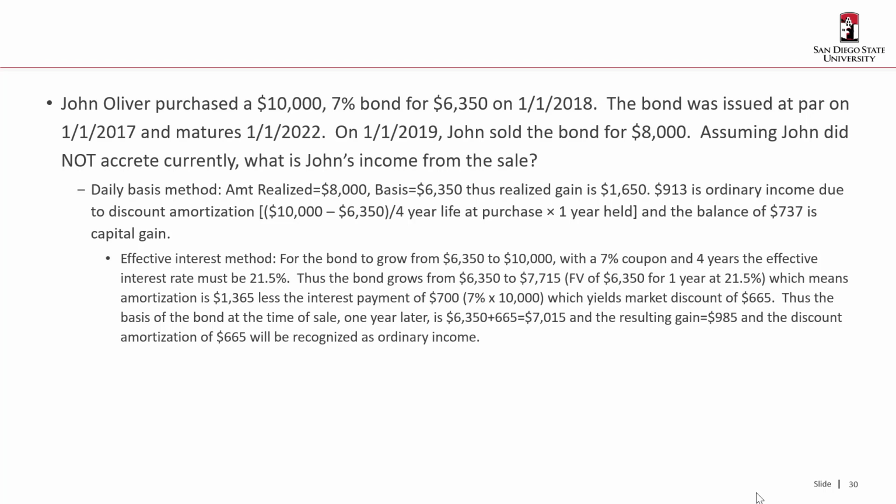So now what we have to do is determine the character. Remember, we have to accrete in that market discount now. So we would take the amount of discount amortized over the period. Recall, his market discount is the $10,000 face value minus the $63.50. It had a 4-year life at the time he bought it, and he held it for 1 year. So that yields $913 of ordinary income due to discount amortization. The remaining balance of the gain, the 1650 minus the 913, or 737, is treated as capital gain. And I've provided another example that shows the effective interest method for anyone who'd like to apply that.